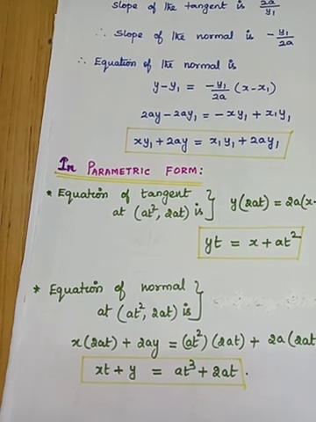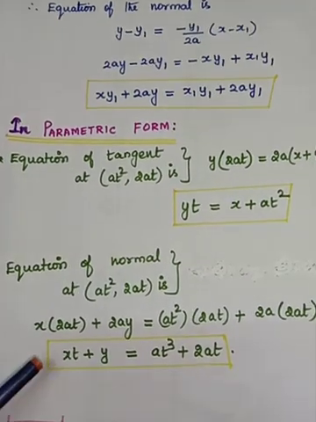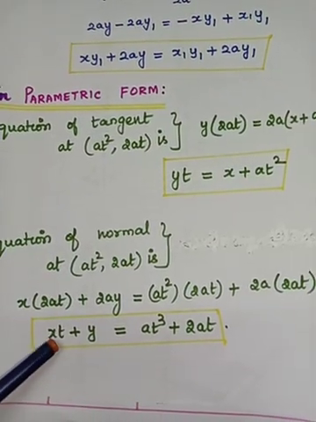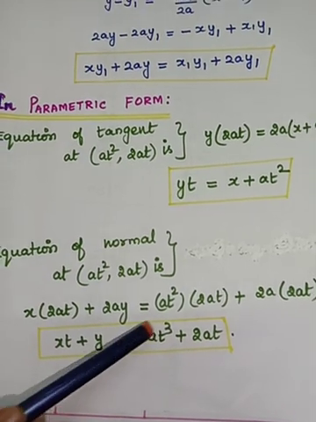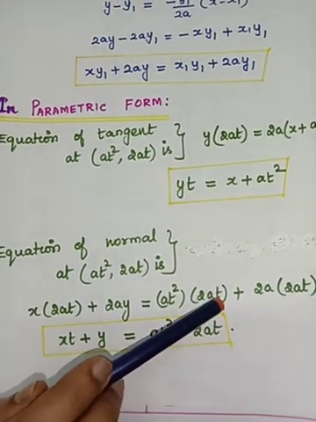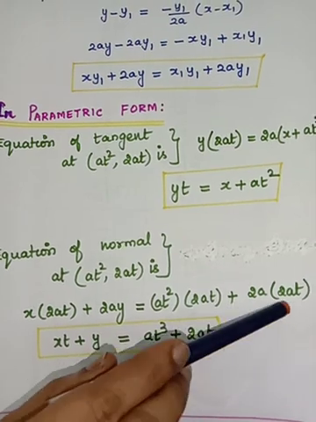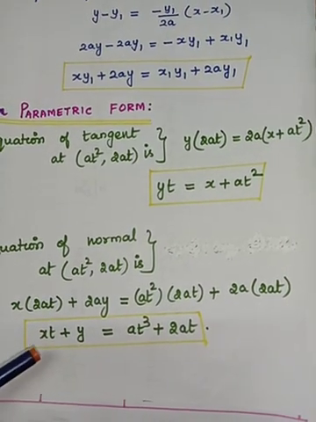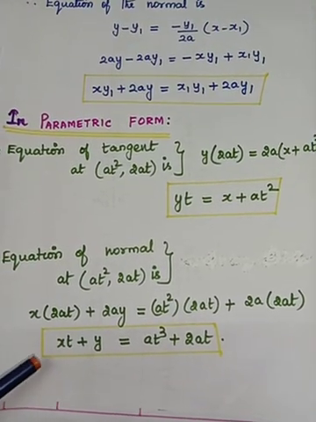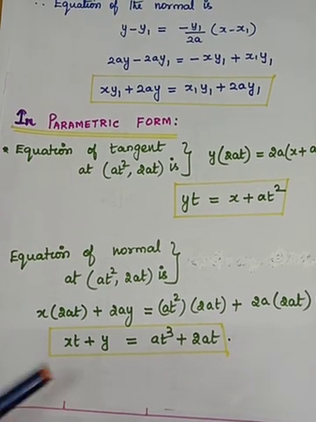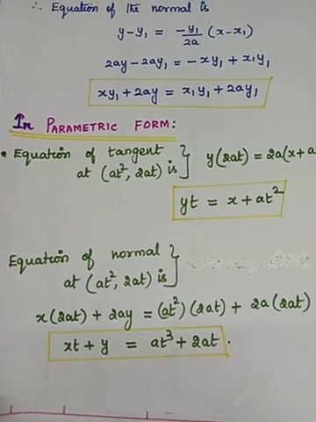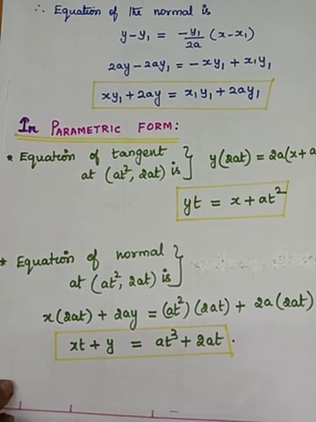So it has to be divided the terms by 2a. Up here you are having xt plus y is equal to at square t cube plus 2at. This is the equation of the normal at t, that is in the parametric form. In the same way you can find for ellipse and hyperbola.